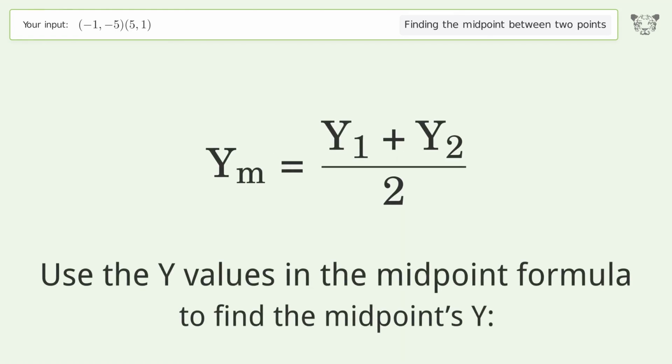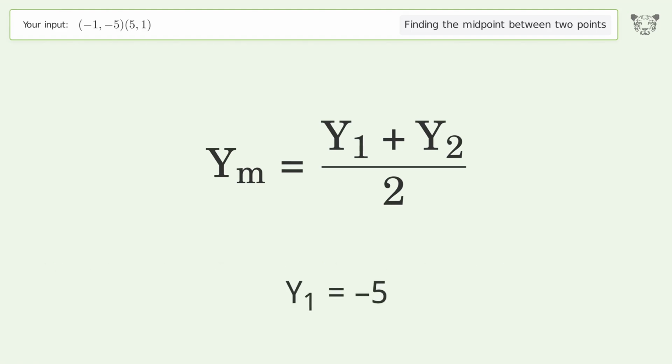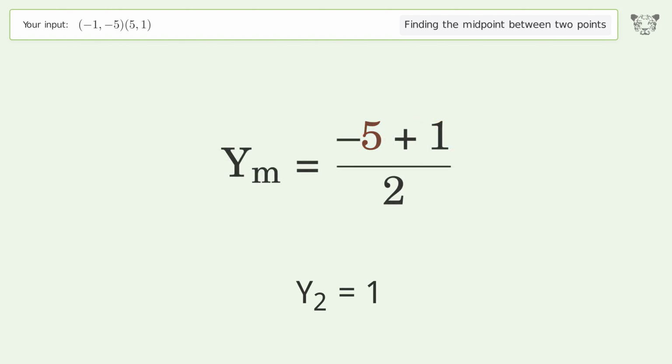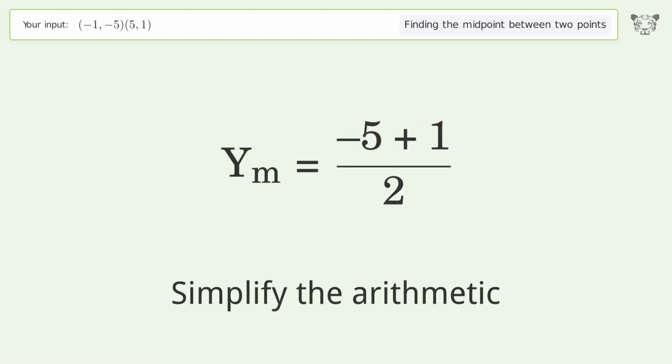Use the y values in the midpoint formula to find the midpoints. y1 equals -5, y2 equals 1. Simplify the arithmetic.